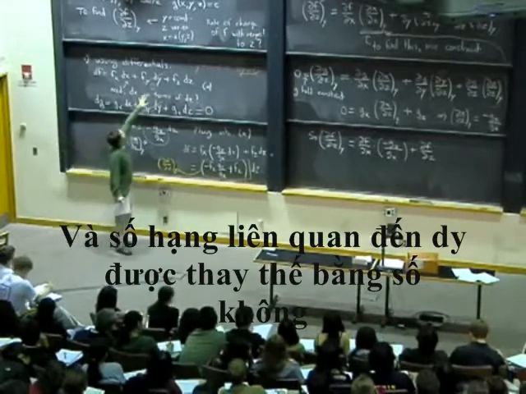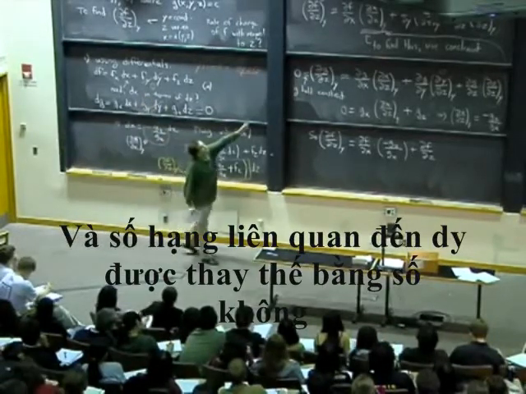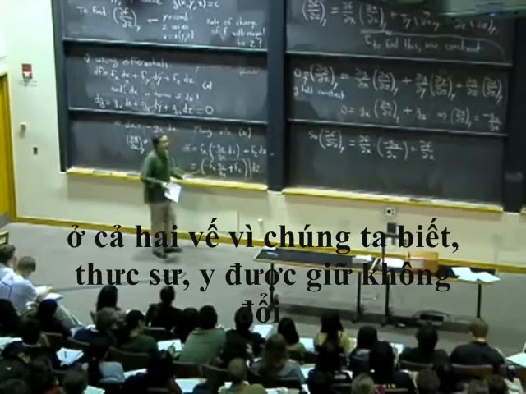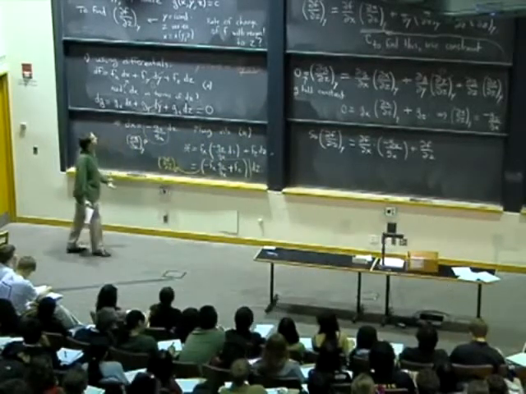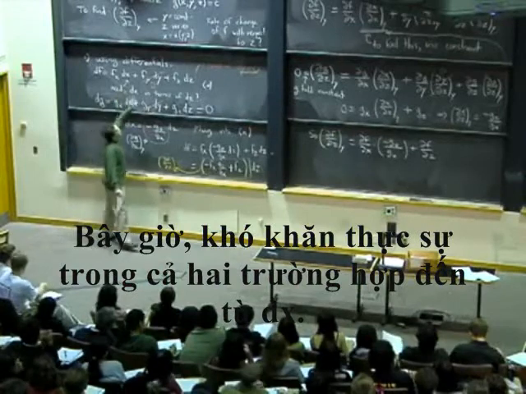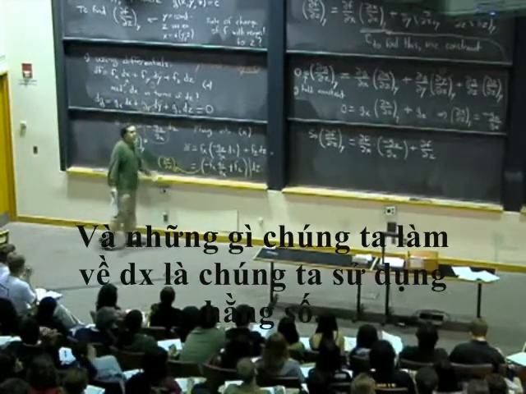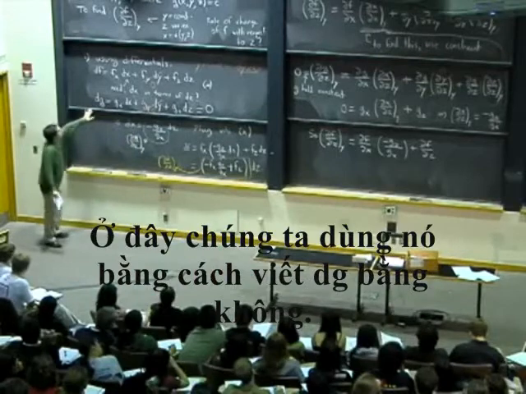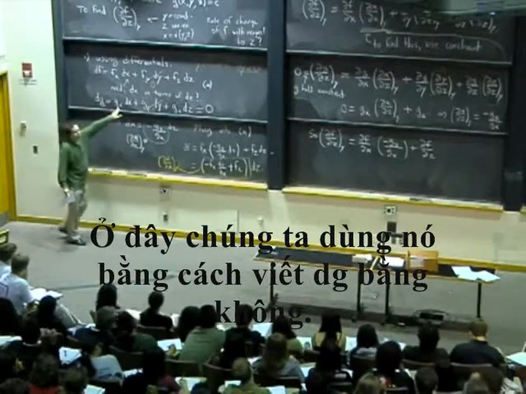And the term involving dy was replaced by 0 on both sides because we knew that y is held constant. Now, the real difficulty in both cases comes from dx. And what we do about dx is we use the constraint. So here we use it by writing dg equals 0.